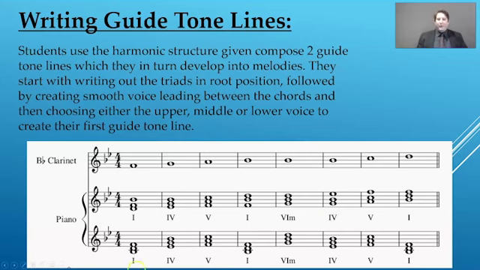The first thing I do is get the kids to write out the triads in their root position, which you can see down here in the bottom line. We then transfer that to smooth voice leading, and then we create our first guide tone line by picking either the top, the middle, or the bottom layer of that smooth voice progression. As you can see here, this one is using the middle line.